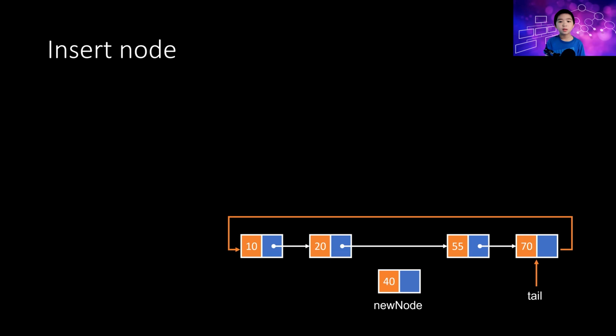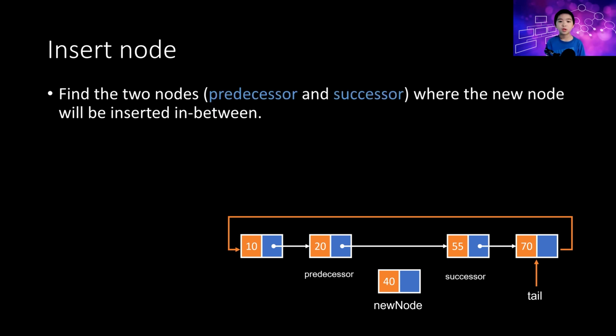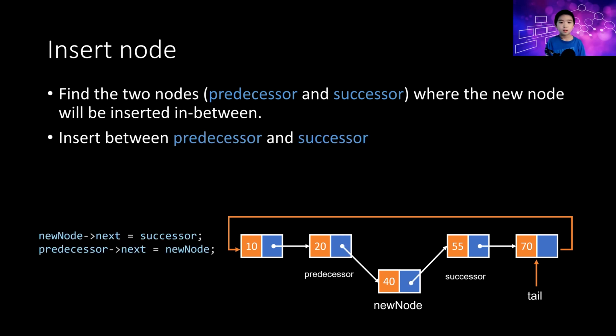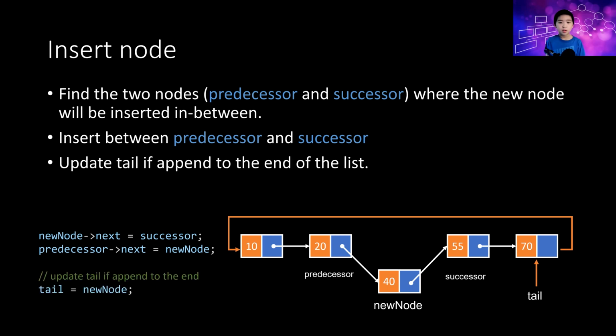Now, if the circular linked list is not empty, because it is circular, we can think the insertion always happens in the middle. First, we find the two nodes where we want to insert the new node. We call those two nodes the predecessor and the successor. Second, we insert the new node in between the predecessor and successor by updating the pointers between them. So the predecessor is pointing to the new node, and the new node is pointing to the successor. The special case here is when the new node is added to the end of the list, so that it becomes the new tail.